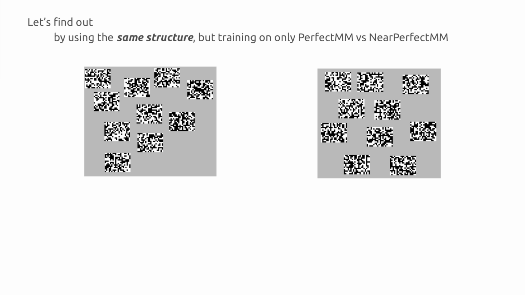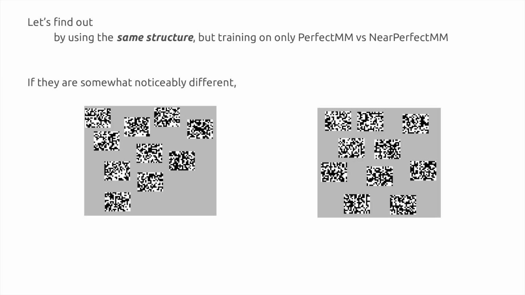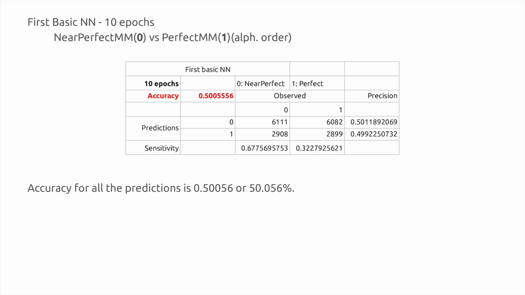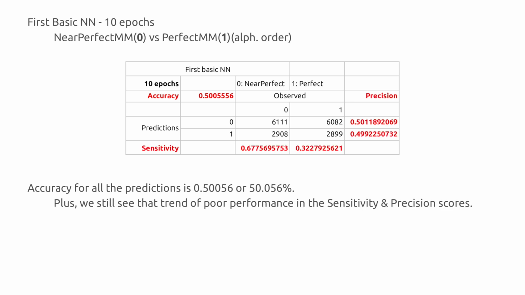Let's find out by using the same structure but training on only PerfectMM and Near PerfectMM. If they are somewhat noticeably different, like StreakMM is from PerfectMM and Near PerfectMM, they would be easily identifiable by the current model. Accuracy for all the predictions is 0.50056 or 50.056%. Plus, we still see that trend of poor performance in the sensitivity and precision scores.